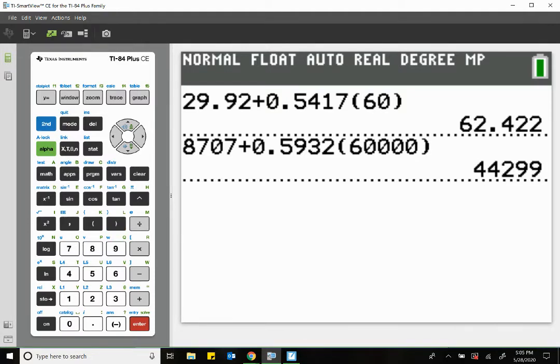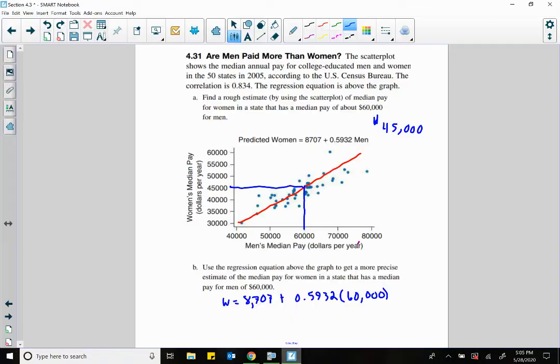I was close, a little bit over. So 44,299. And there you go. That's all they wanted. Make a prediction using the graph, make a prediction using the equation. And again, these are just predictions based off of averages, means. Okay?